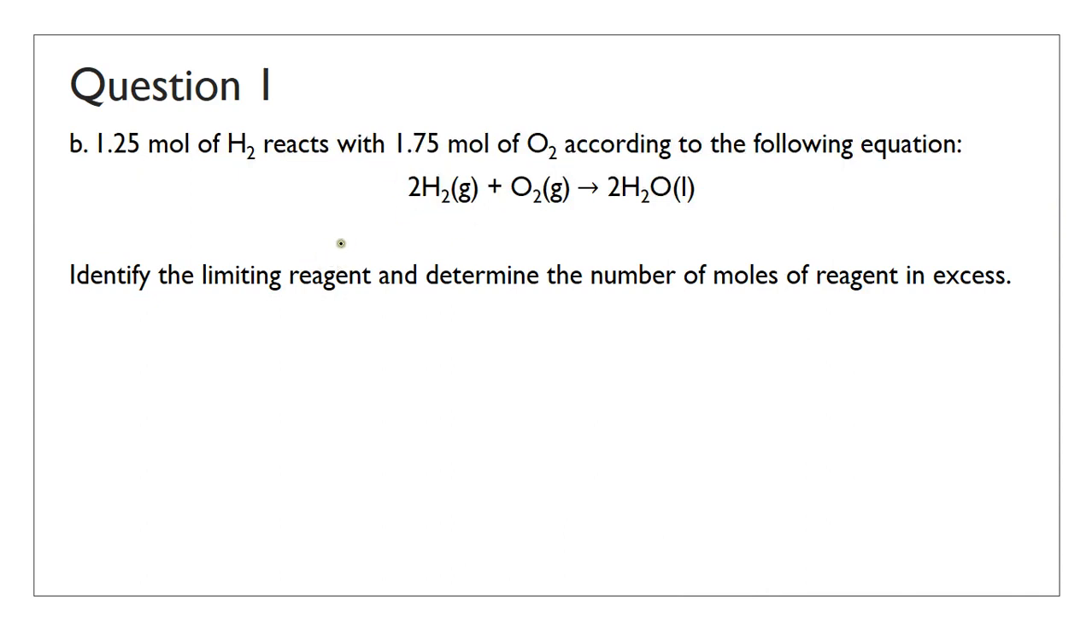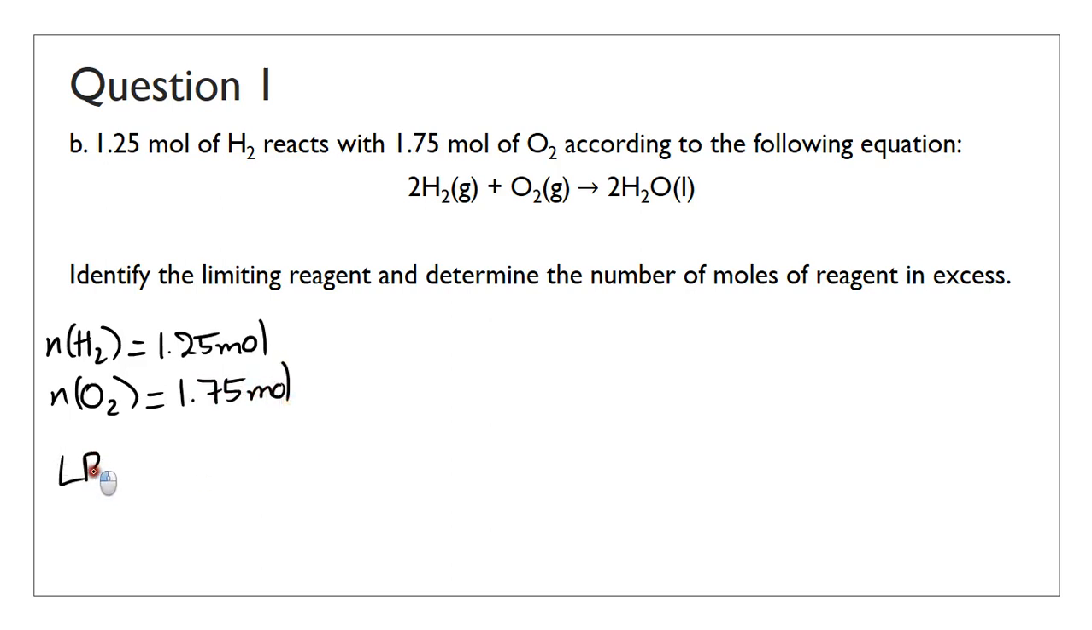So the question is the same. I gave you the amount of reactant and you have to determine the limiting reagent and the amount in excess. The number of mole of hydrogen gas given is 1.25 and the number of mole of oxygen given is 1.75. Once again, you need to find which species is limiting and the number of mole of the substance in excess. I don't know which one is in excess, so I can't write in which one it is in the bracket yet. Okay, so once again, we're going to start with the equation.